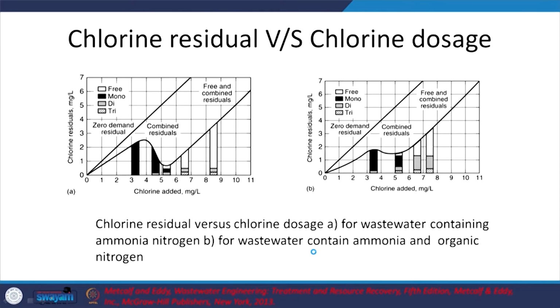So another aspect to note is that if I have wastewater containing ammonia nitrogen, or wastewater containing ammonia and organic nitrogen, the profile will be slightly different depending on the organic content. So that's what you see here. You won't see such a sharp break point, but you will see such a tapered one, I guess, right. So that's something to keep in mind.